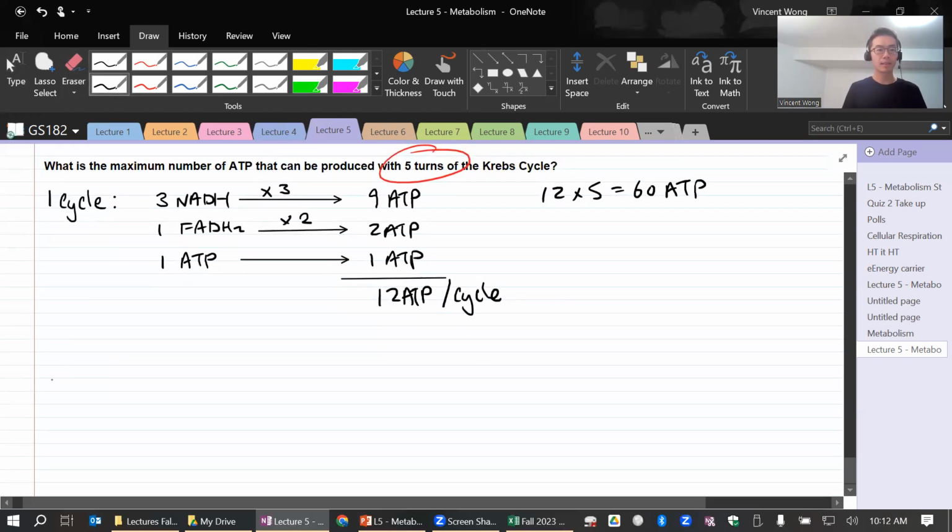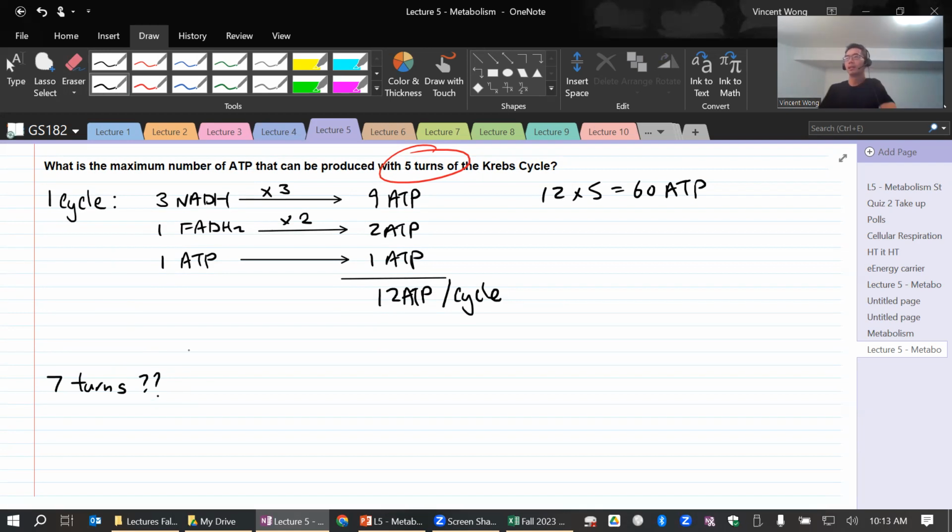Okay, let's try another one. Let's try 7 cycles, 7 turns. Go ahead, try it again. If you didn't get it the first time, see if you can get it this time. Okay, thank you. Anyone else?